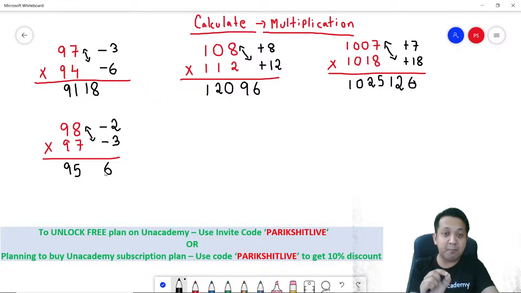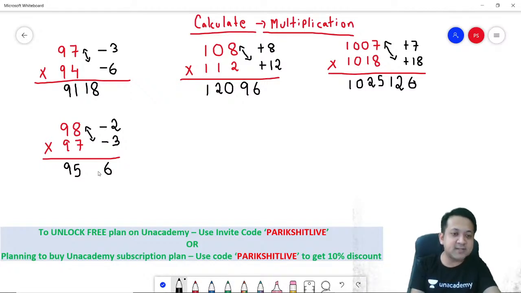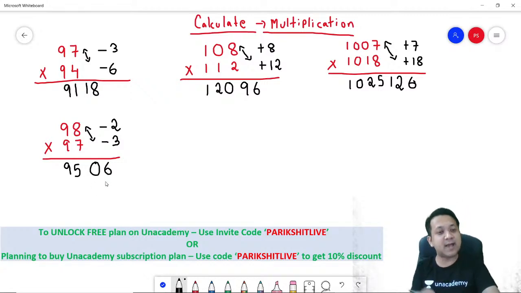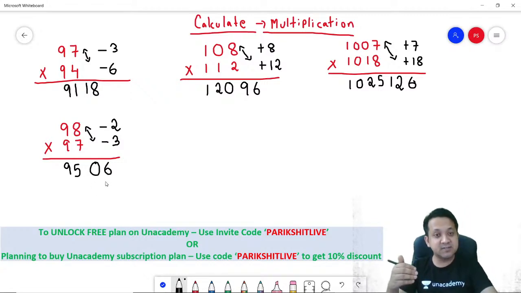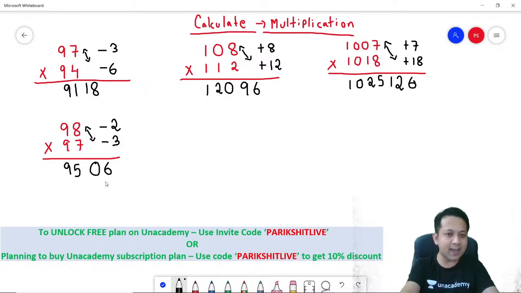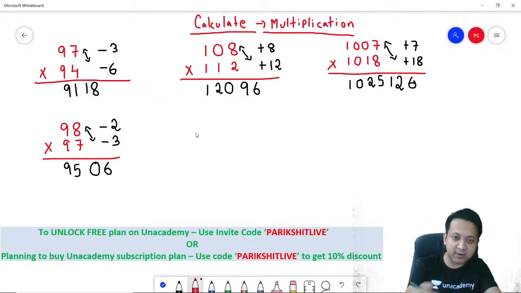So the number of digits in the product should equal the number of zeros in 100. So 100 has 2 zeros, and the product should also be a 2-digit product. Now because it is a 1-digit product, what will you do? You will just add a 0 here so as to make it a 2-digit product. That's the answer: 9506. I hope you are understanding. Don't worry, we are going to do more sums so you'll understand.